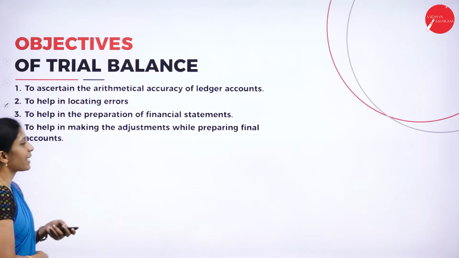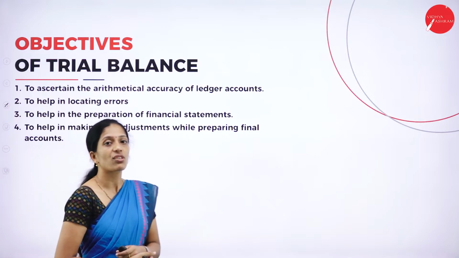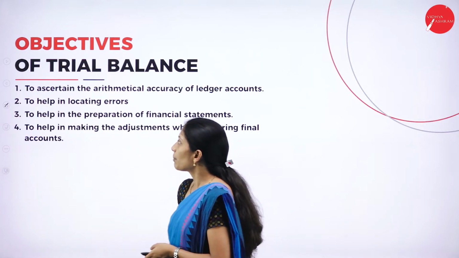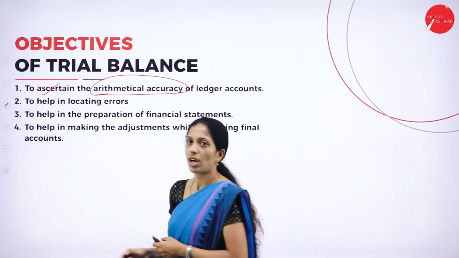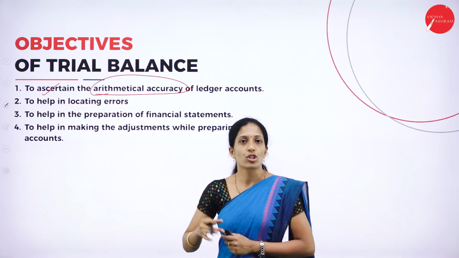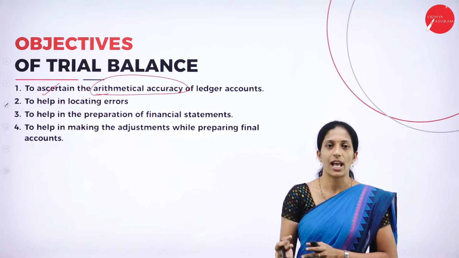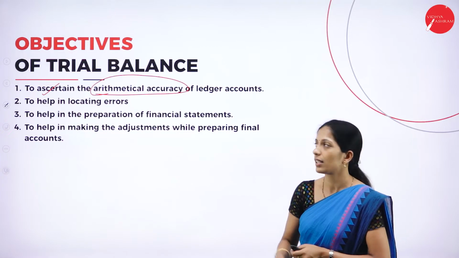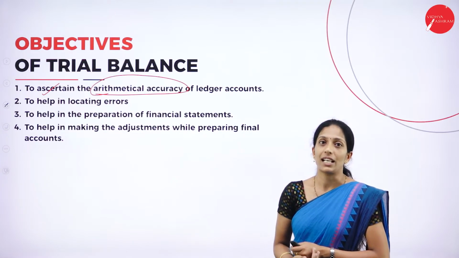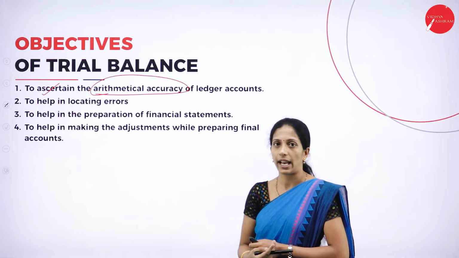Now, moving on to the next concept, let us see what the objectives of the trial balance are. The main objective is to ascertain arithmetical accuracy. As we all know, the main intention of preparing this statement, the trial balance, is to check whether our ledger accounts are correct or not. It is nothing but the arithmetical accuracy of ledger accounts.